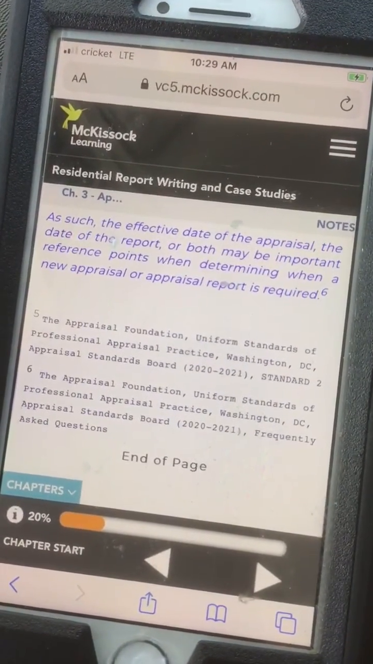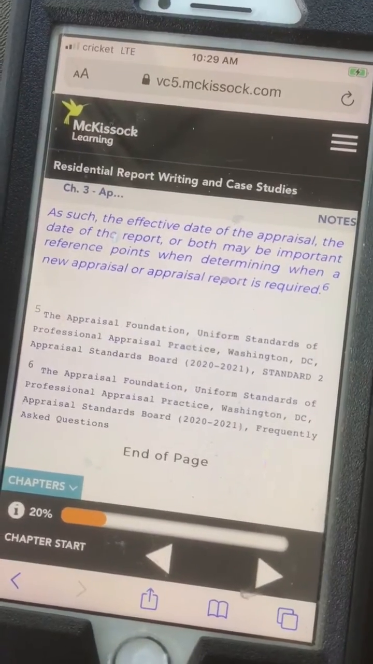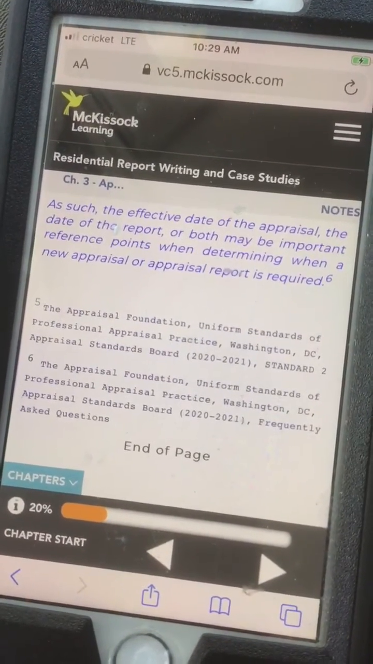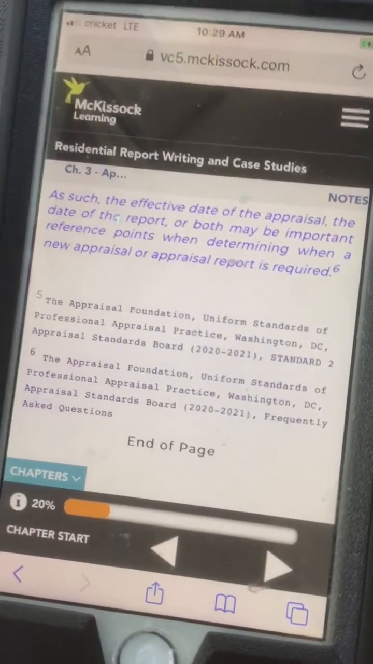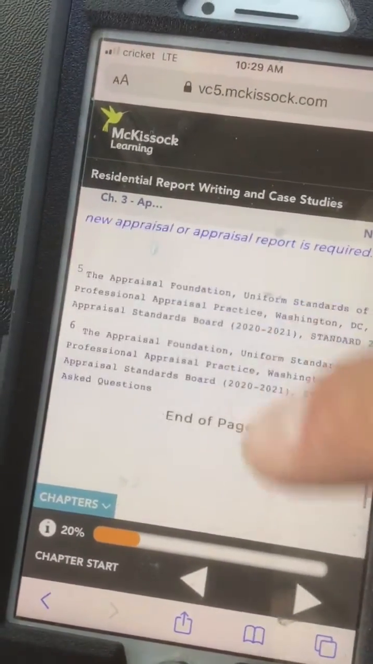The Appraisal Foundation, Uniform Standards of Professional Appraisal Practice, Washington, D.C., Appraisal Standards Board, 2020 through 2021, Standard 2, FAQ. End of page.